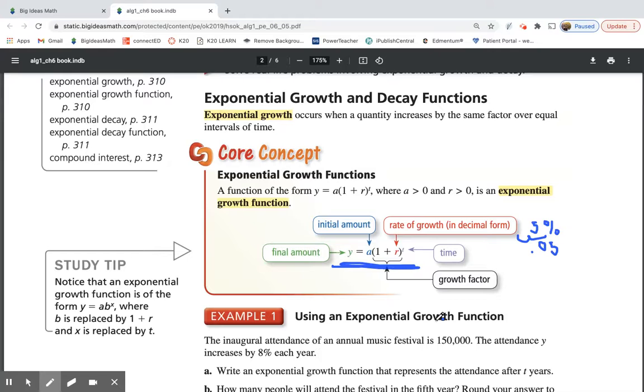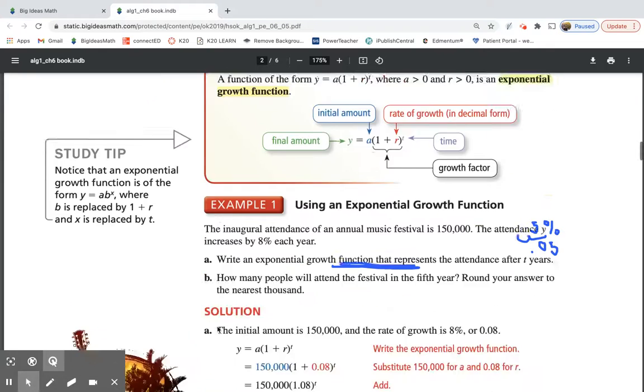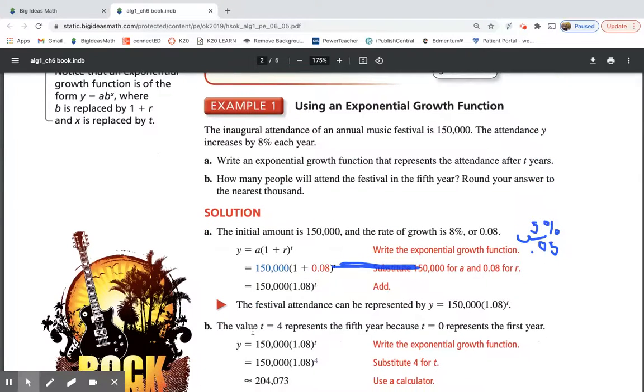Okay, so we're going to go ahead and look at an example. It says the inaugural attendance of an annual music festival is 150,000. The attendance y increases by 8% each year. So we have two parts. A, write an exponential growth function that represents the attendance after t years. We're going to set up our function. And then B, how many people will attend the festival in the 5th year? Round your answer to the nearest 1,000.